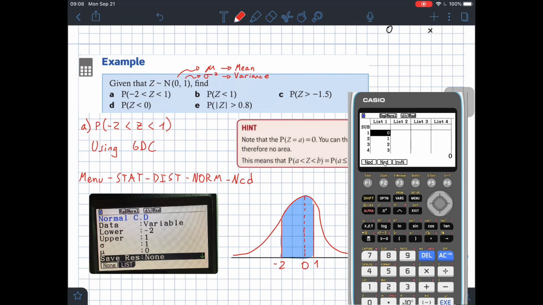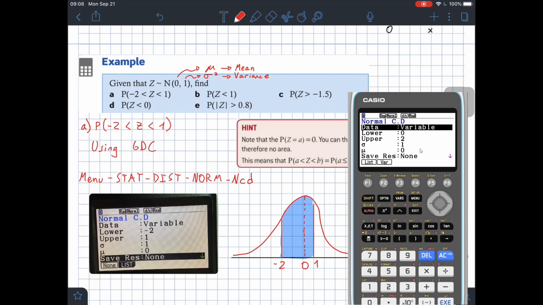Okay, NCD is normal curve distribution, which is used when I want to find an interval, right? A probability inside an interval. So we're going to click on this, NCD. And we have this information over here. Maybe at the beginning you will have something like list here, but it should say variable, okay? For data, you should always have it in variable.